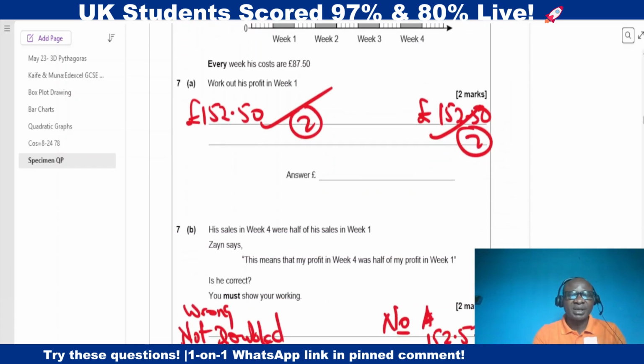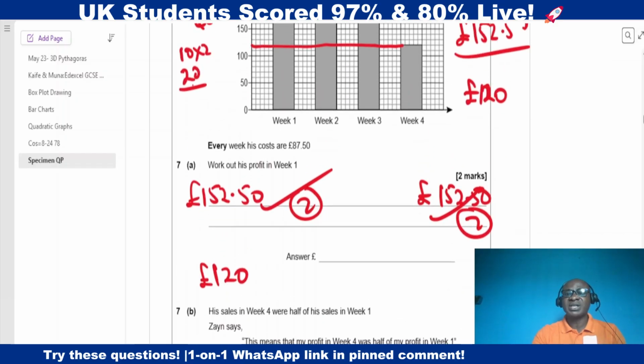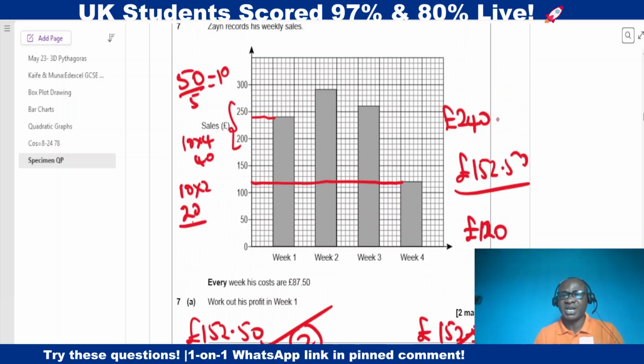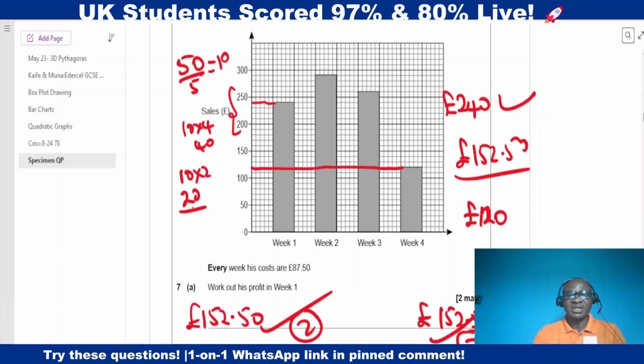They asked in question B, he says in week 4 he earned half of his sales in week 1. Now, this means that the profit in week 4 was half the profit in week 1. All right. Now, the sales is 120, and it is true. £120 is half of £240, the sales in week 1. In week 1, the sales was 240. Look at it here. And in week 4, the sales is 120. It's also correct.